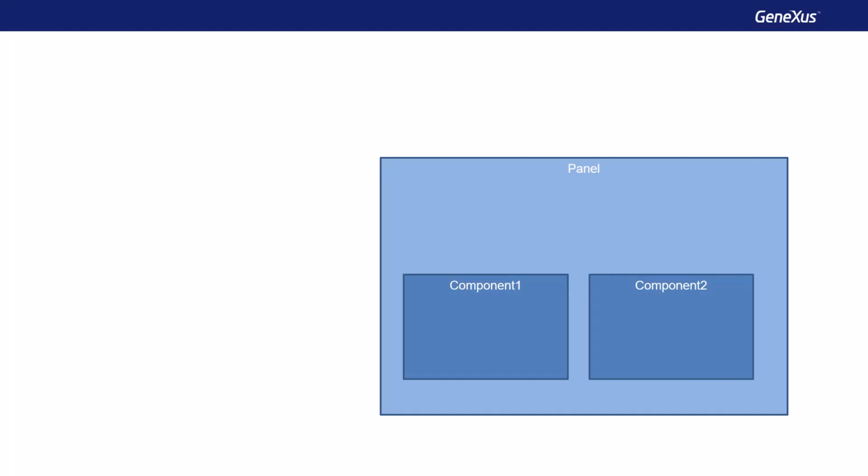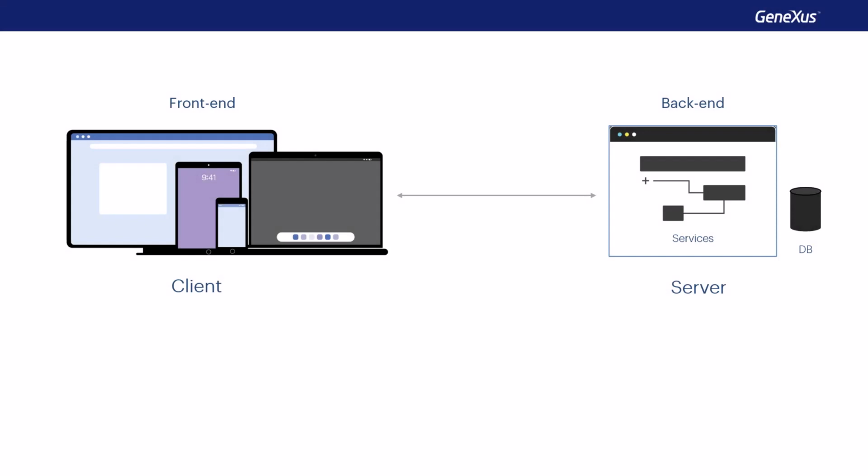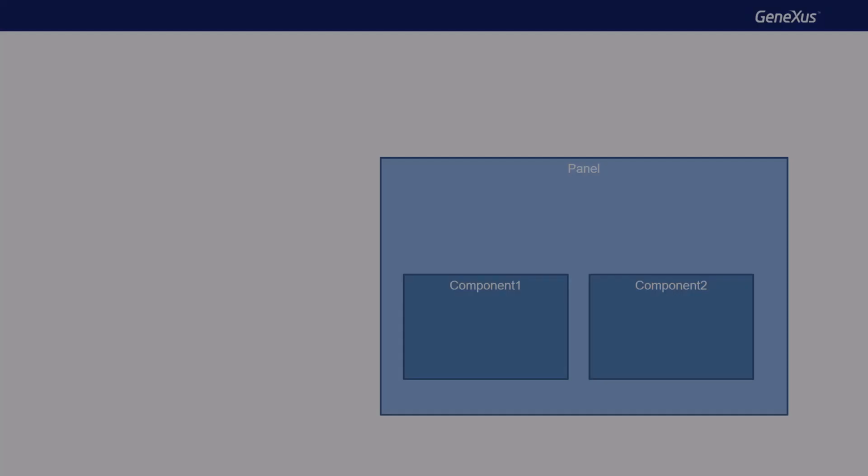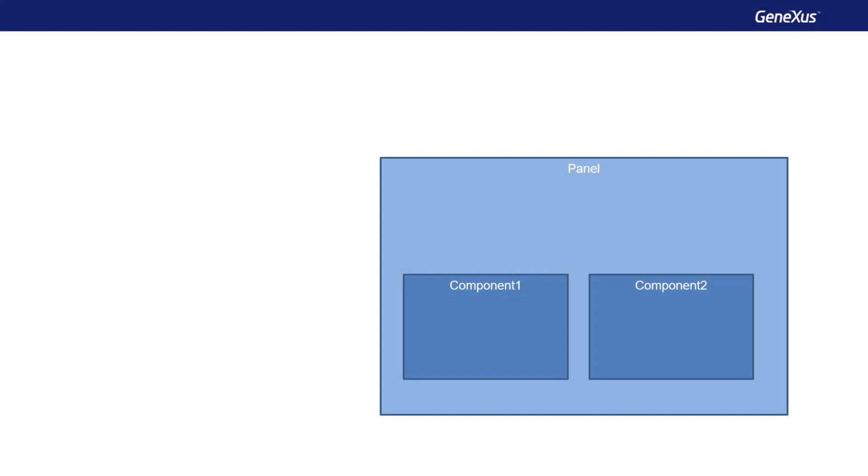Now let's see the firing order of the events when we have panels inside another panel when using components. The panel objects that we insert as components inside another panel have the same events that they had as a panel. That is, client-side events, client start, back, user events, and so on, and also server-side events, start, refresh, and load. In other words, we must consider the order in which the events of the components we have in the panel will be fired relative to the events of the host panel.